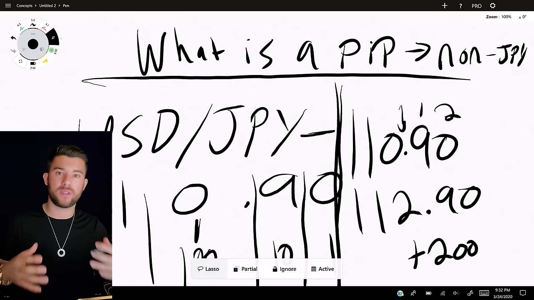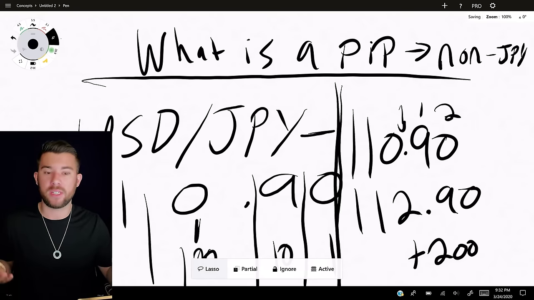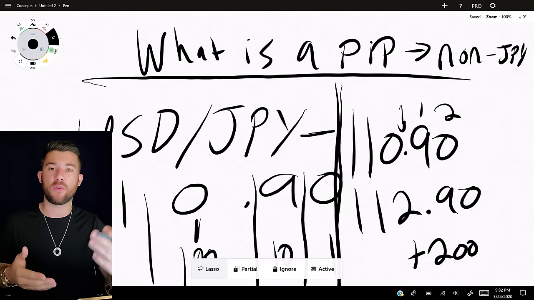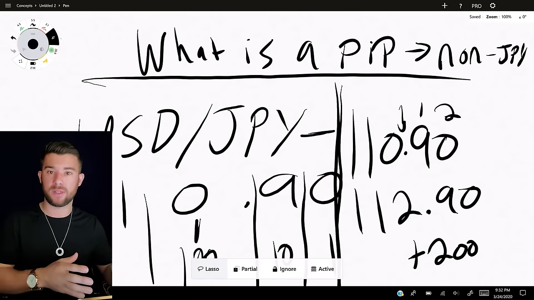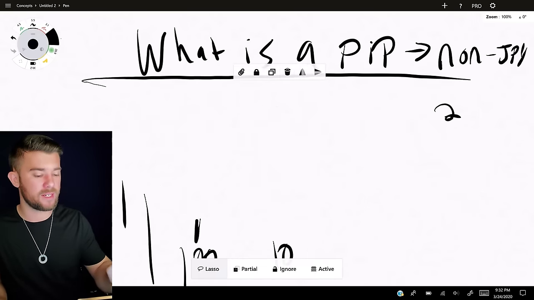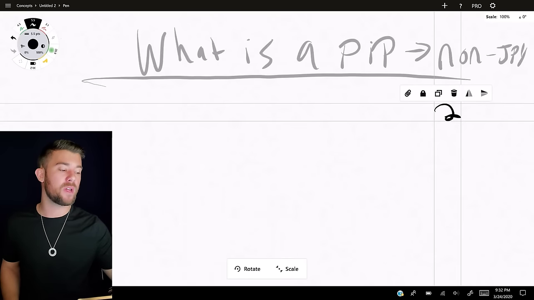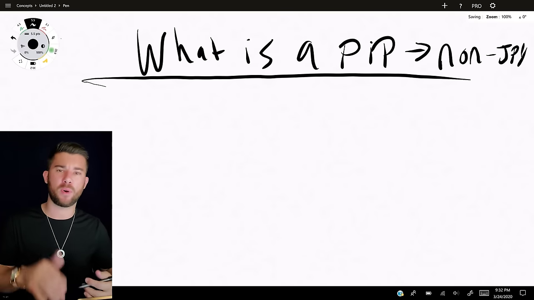Now, to make sure that you understand yen pairs as well as you do every other currency pair, I'm going to go over one more yen pair that doesn't have the dollar in it, just a completely different pair to make sure you're completely comprehending how to read pips. Let's go ahead and do that right now. And again, in this section, I'll be asking a lot of questions and I want you to try to answer them at home so that you get a better grasp of this before I answer them here, even if you have to pause the video.